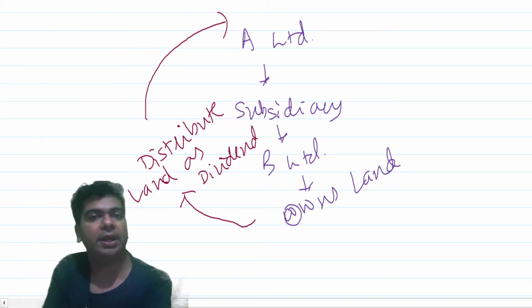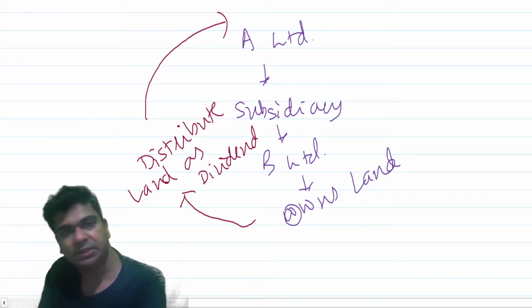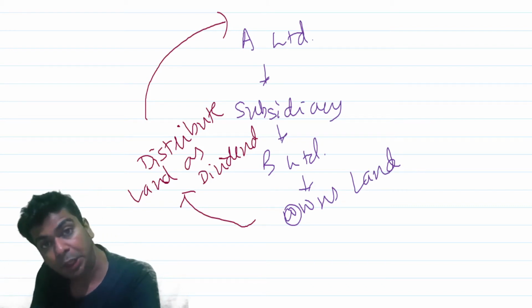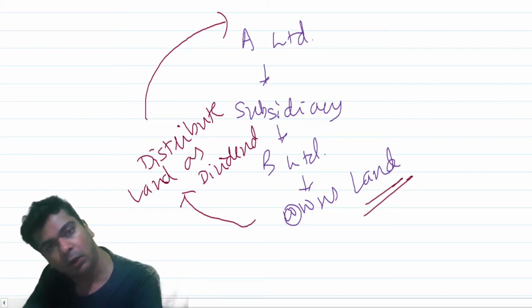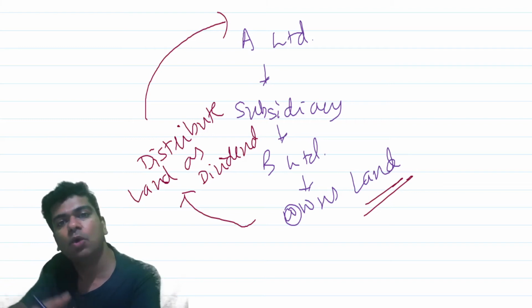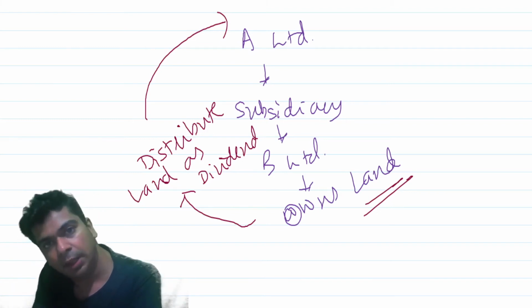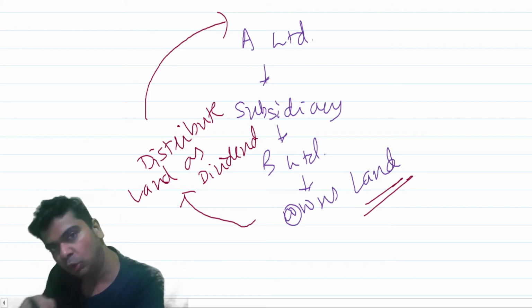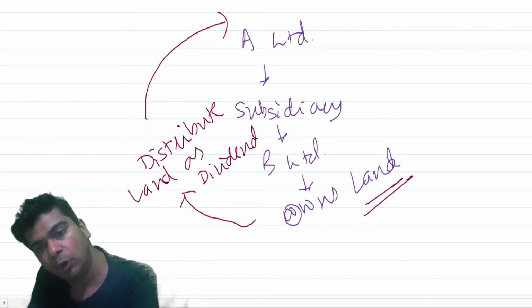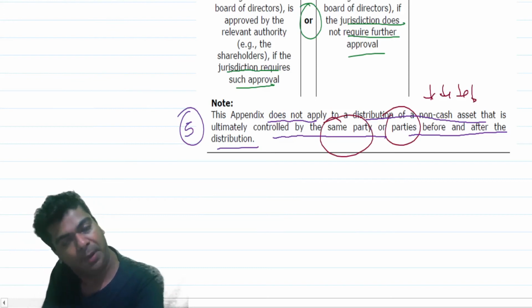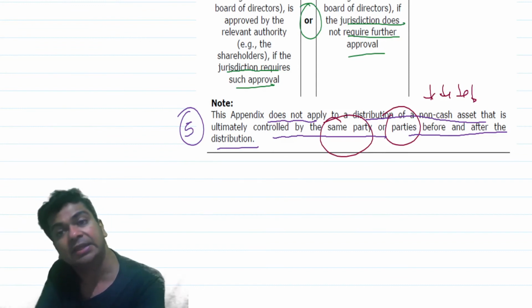Here, Appendix A to Ind AS 10 will not be applicable. Why? Please understand. Land is owned by B Limited, agreed, but B Limited is controlled by A Limited. In other words, A Limited is controlling this land through B Limited. When B Limited is transferring the right of ownership of the land to A Limited, it ultimately makes no difference, because land was controlled by A Limited earlier, before the distribution, through the subsidiary. After distribution also, the land will be controlled by the parent. If the non-cash asset is going to be controlled by the same party or parties before and after the distribution, then in that particular event, Appendix A to Ind AS 10 is not applicable.